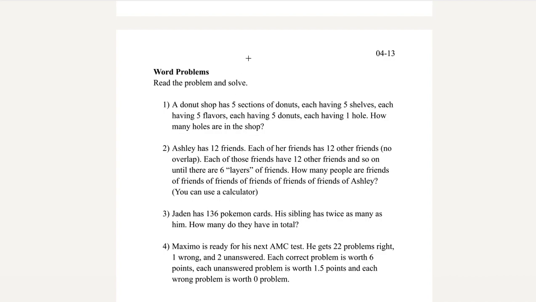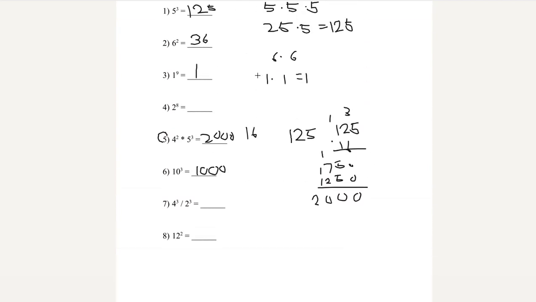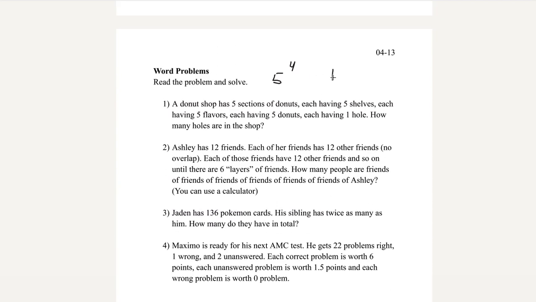So we're just going to multiply it out. It's going to be 5 to the 4th power. And we solved earlier that 5 to the third power is 125, and since it's just one more, we're going to do 125 times 5. And that should give us, let's see, it should give us 625 holes.